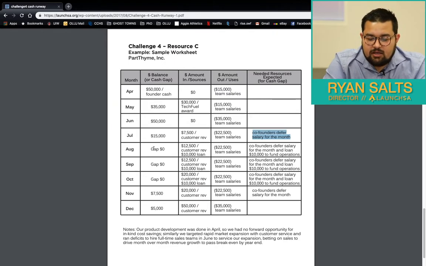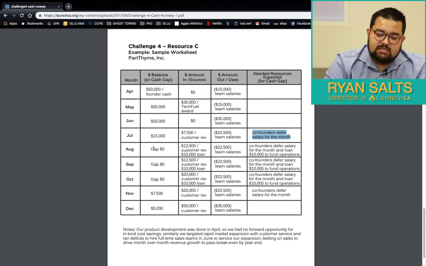So if you look at August, you'll notice that we made $12,500 in revenue. You'll notice that there's a $10,000 loan there, which you'll see explained in the needed resources for gap. And then we still had the equivalent $22,500 in team salaries. So if you look at the explained gap, I again did not take money from the business, and I loaned $10,000 to the business that month so that I could continue to pay my employees.